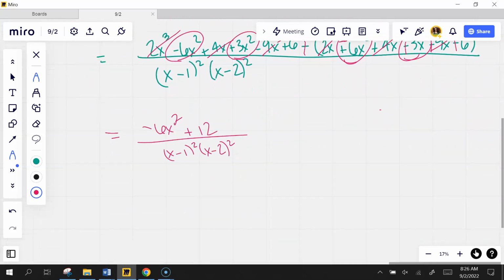Take out a 6, a negative 6. I think that's all you could do. Leave it like that because really it doesn't do anything. I'll probably stop right there.